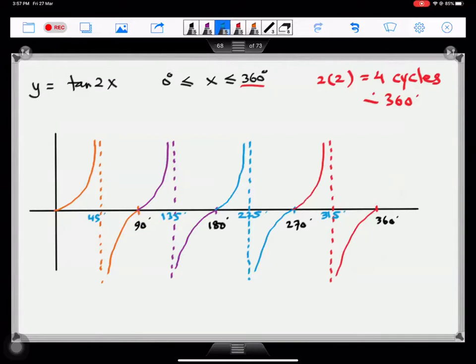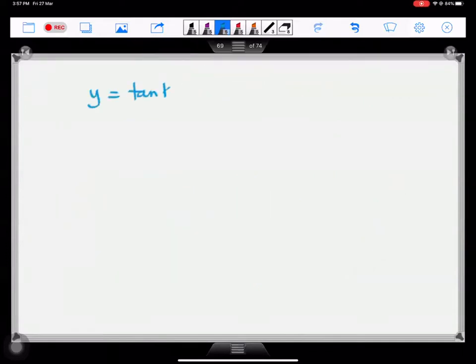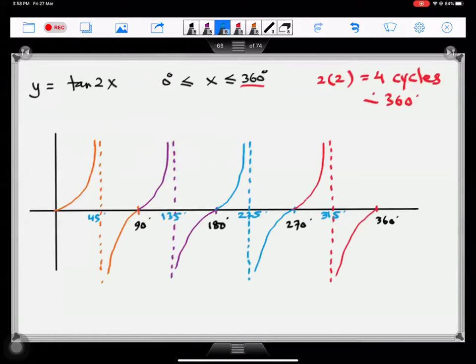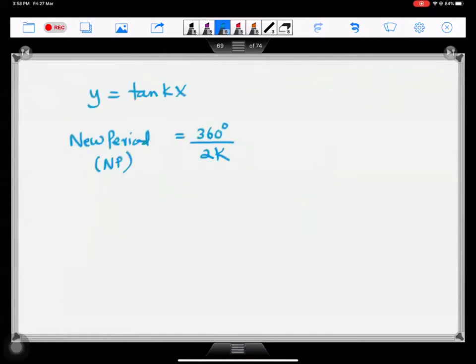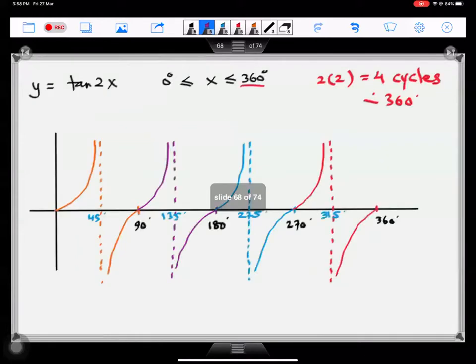Correct? Now, therefore, I can say that for y is equal to tangent kx, the new period is 360 degrees divided by 2k. Because for sine and cos, the rule was k cycles in 360. That's why you divide by k. The rule in tangent is 2k cycles in 360. That is why you divide by 2k. So in the previous question, for y is equal to tangent 2x, the value of k is 2. Therefore, the new period is 360 degrees divided by 2 times 2, which is 360 over 4, which is 90, which is very clear from the graph.